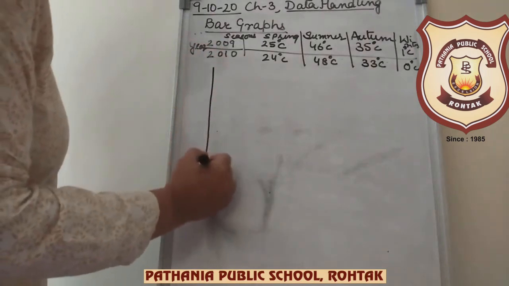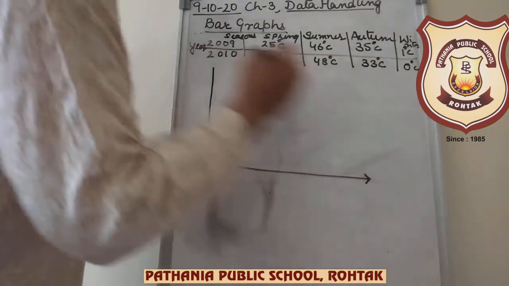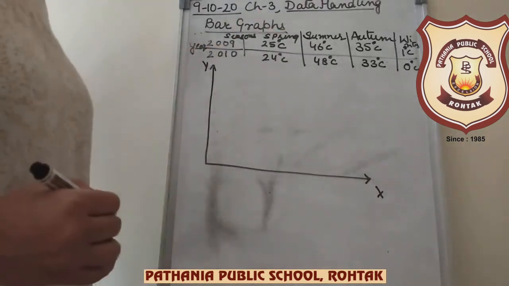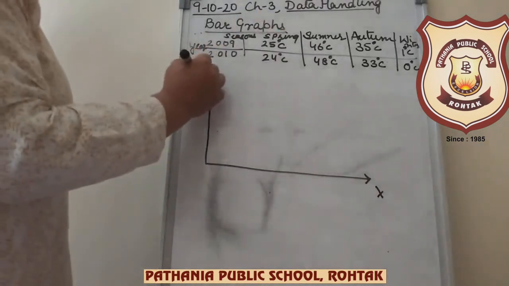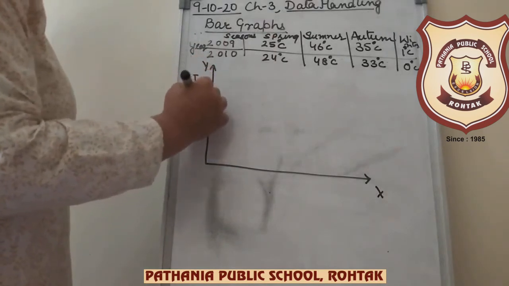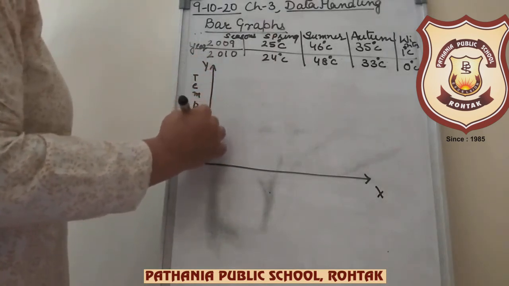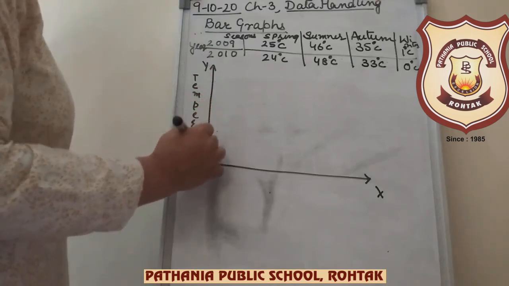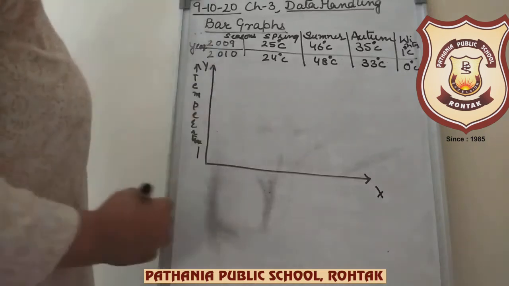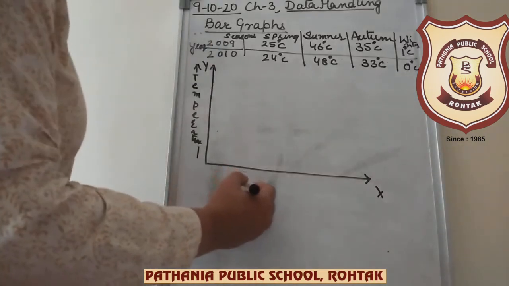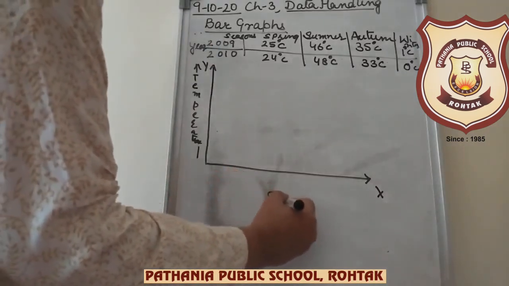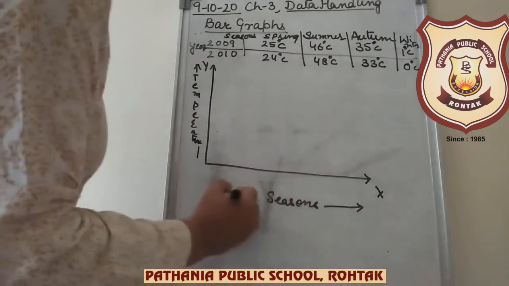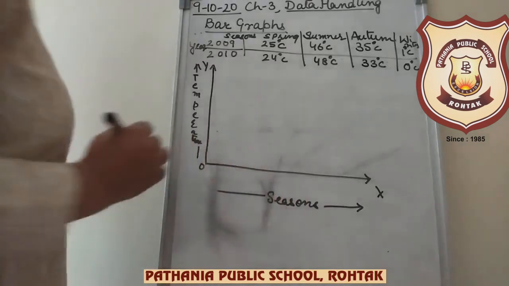Again, y-axis, x-axis. I am going to take temperature here. This is temperature on the y-axis, and here you are going to have the seasons on the x-axis, and I'll write 0 here.